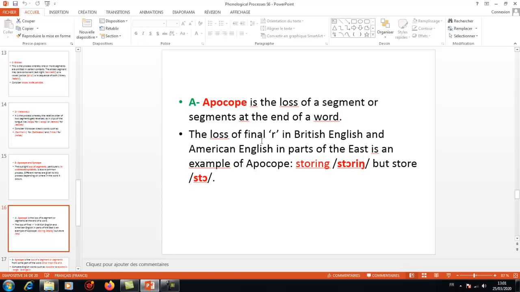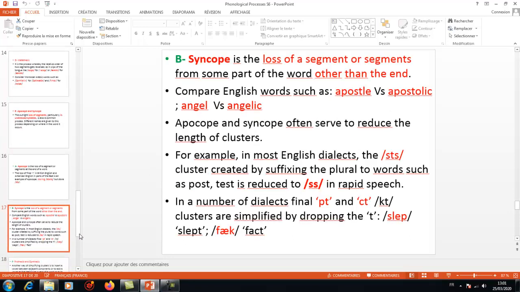The loss of final R in British English, and in American English in parts of the East, is an example of apocope. Look, the word starring has the R present, but in the word star alone, we tend to omit that R: star. So it's a case of apocope.